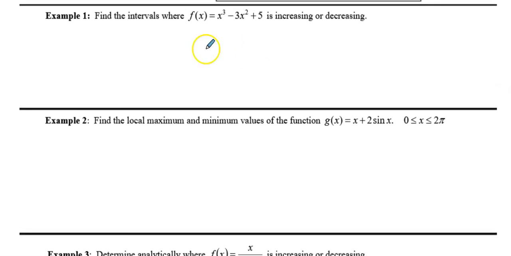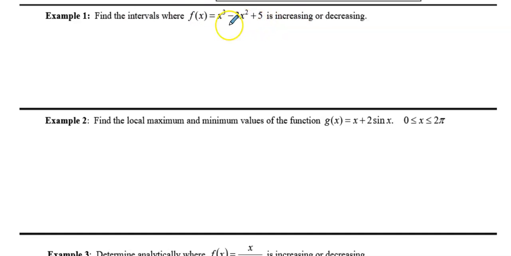Let's go ahead and look at the first 3 examples. It says, find the intervals for which f of x equals x cubed minus 3x squared plus 5 is increasing or decreasing. One of the things that I like to do initially when we do these problems is figure out what derivative test we're looking at. We have a first derivative test and we have a second derivative test.